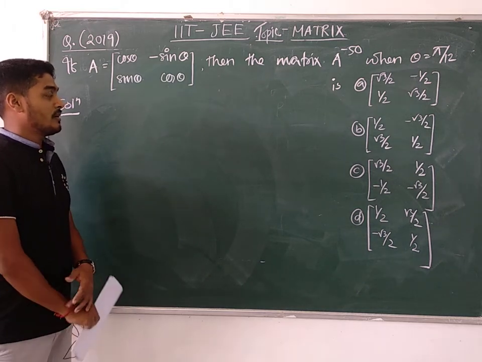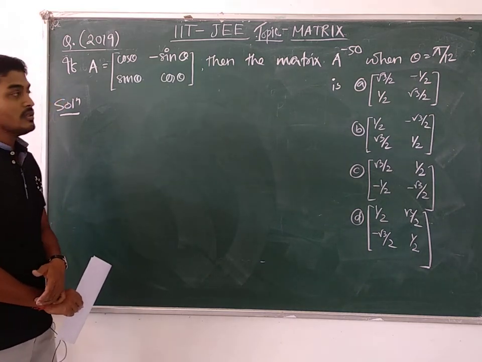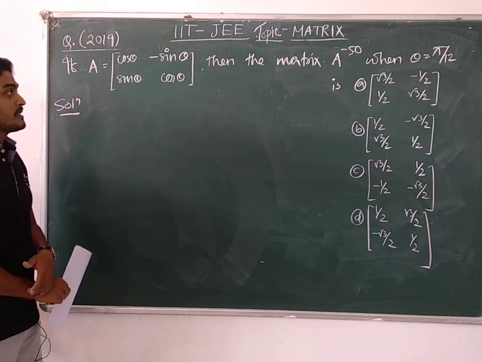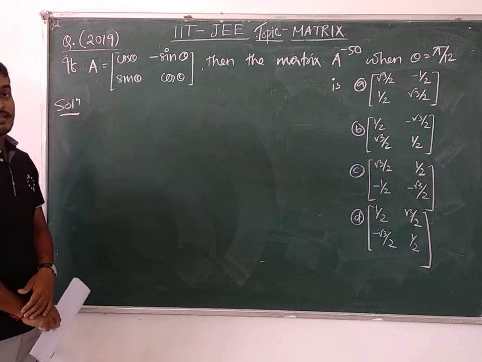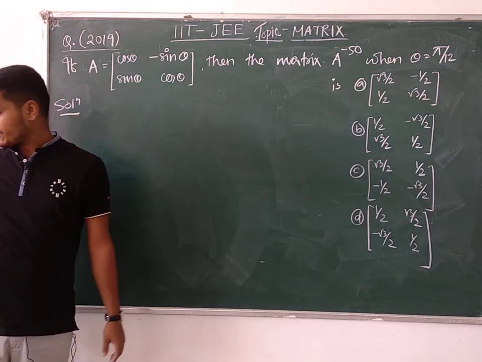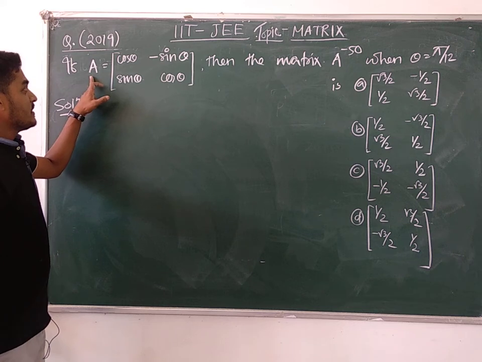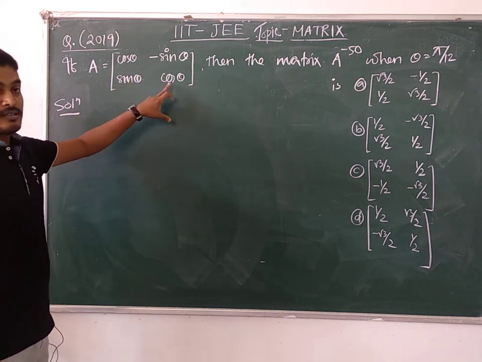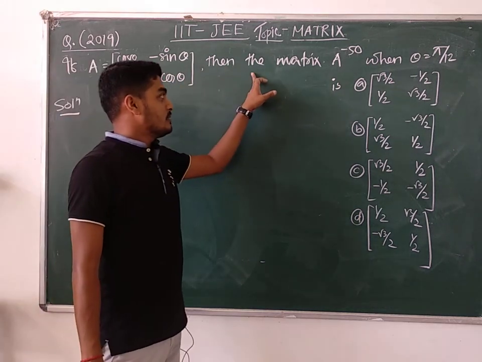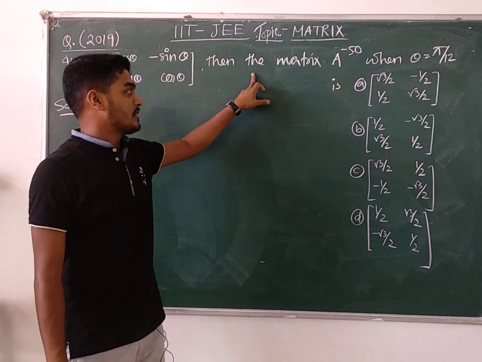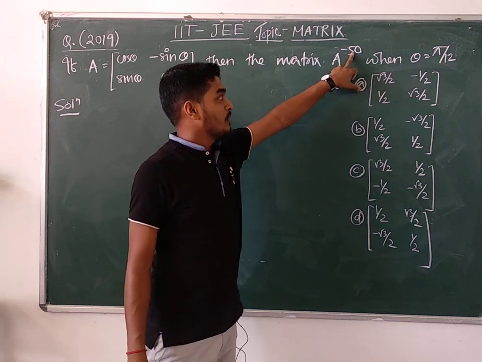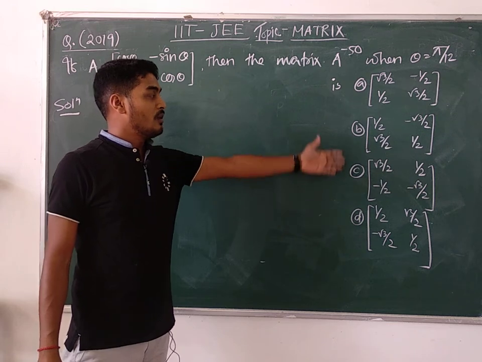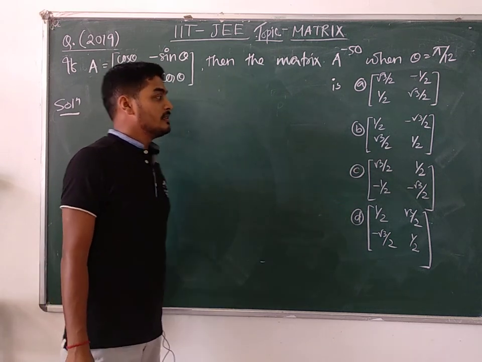Here in this lecture, I am going to explain one another question from my JEE mains. The chapter is Matrix and of the year 2019. So first go through the question. Very simple question is there. The question: a matrix A is given, of order 2 by 2, cos theta, minus sin theta and cos theta. Then you have to find the value of the matrix A to the power minus 50, where the angle theta is given pi by 12. 4 different options are given. Out of the 4 options, you have to select the correct one.